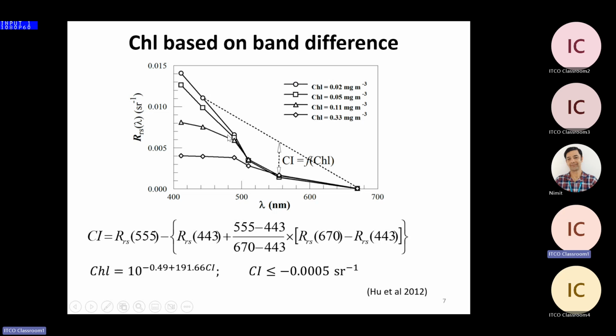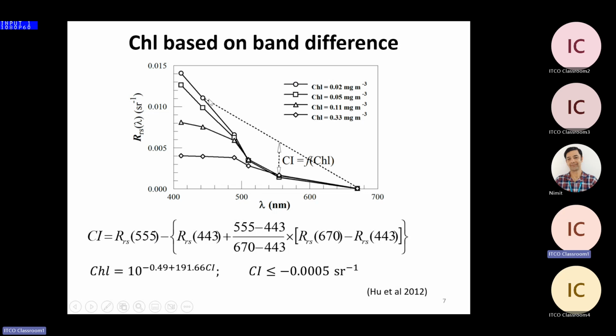Another approach is very clever, by Chuanmin Hu. Instead of using a band ratio, he used a band difference. Three bands: one is blue, another is green, and red. So this CI is basically a band difference of remote sensing reflectance.